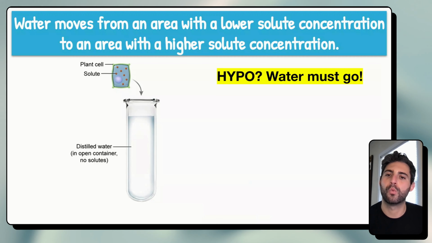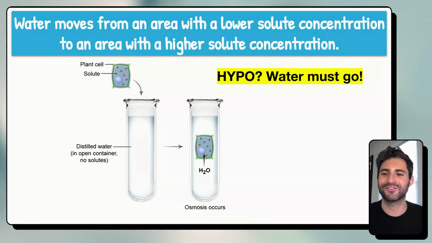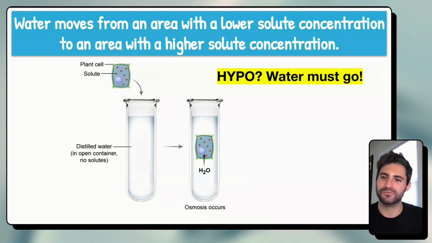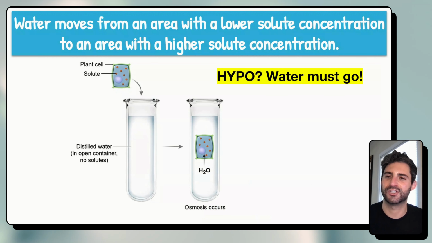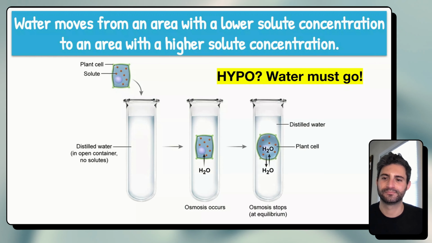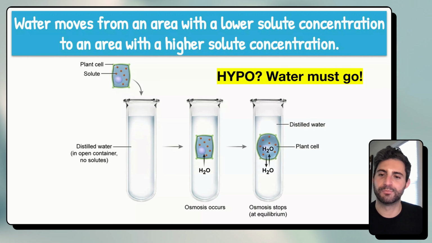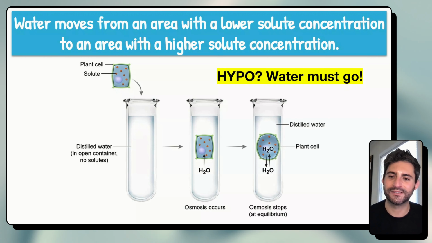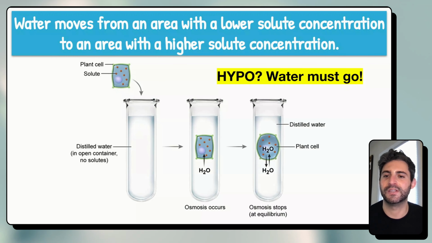Remember, hypo, water must go. So where is it going to go? The water will enter the plant cell to help dilute the higher solute concentration inside the plant cell. Over time, osmosis will stop. The water will enter and leave the plant cell at equal rates because it's at a state of equilibrium.